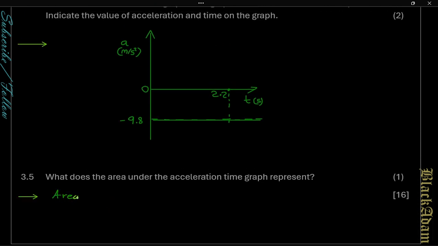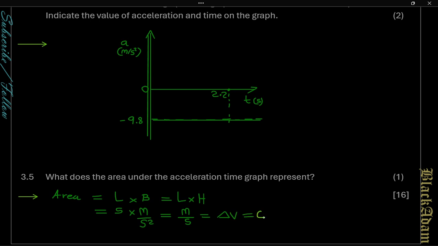What does the area under the acceleration-time graph represent? It's supposed to be 2 marks at least, but let's just calculate for proof. We have our length there, which is seconds, and the area is length times height. Our height there is meters per second squared. So when you simplify, the seconds cancel once, and that means it's meters per second. Meters per second gives us change in velocity. So our change in velocity is our final answer.